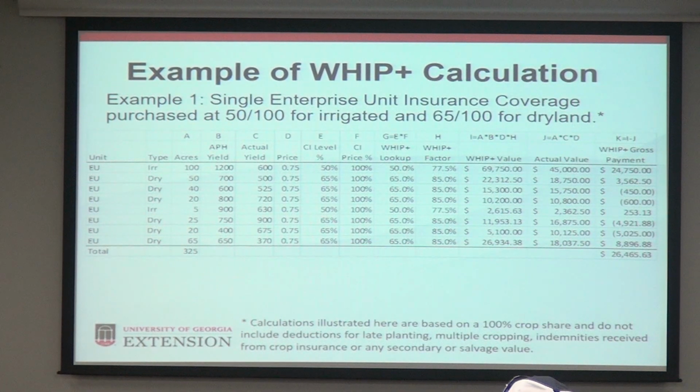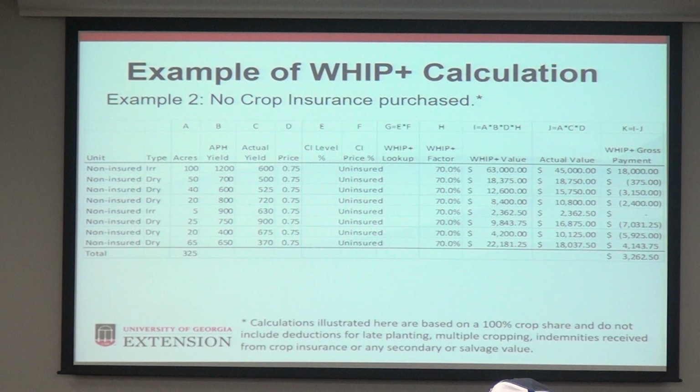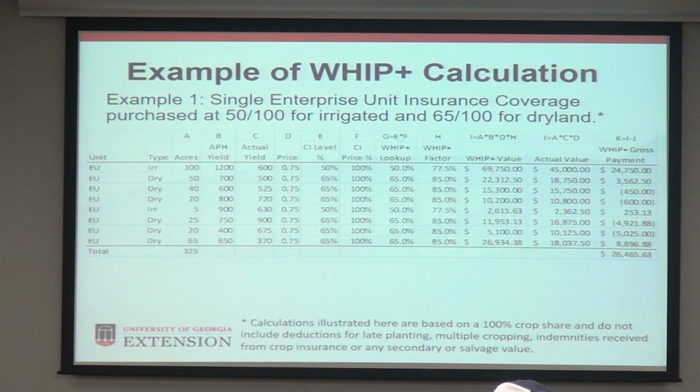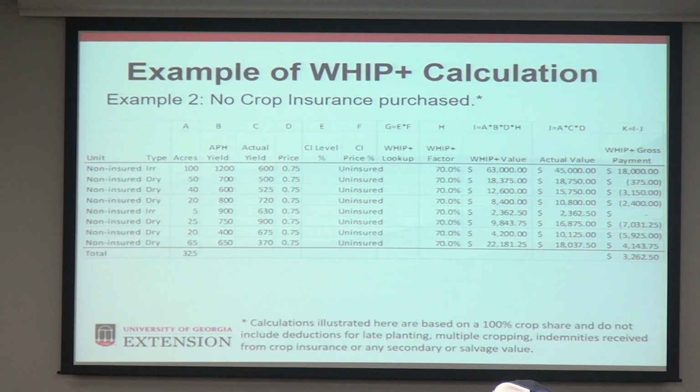And so that's the one thing that I change in this example here, example 2, to uninsured. And you see going down from that $26,000 WIP gross payment to about $3,000 WIP gross payment. So the question becomes, in terms of the actual payment from WIP that's received, it depends on what that indemnity was from the crop insurance. And then that gives you what that additional would be for having that coverage. You see there the WIP factor for insured at 70% across the board for irrigated and dry land.